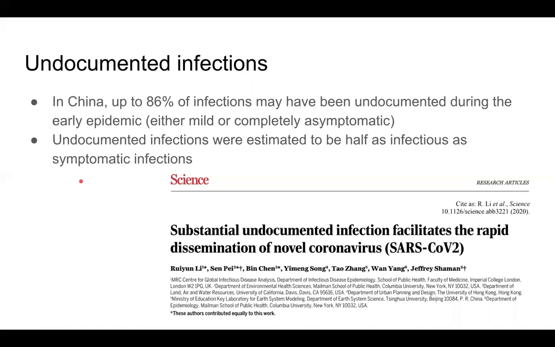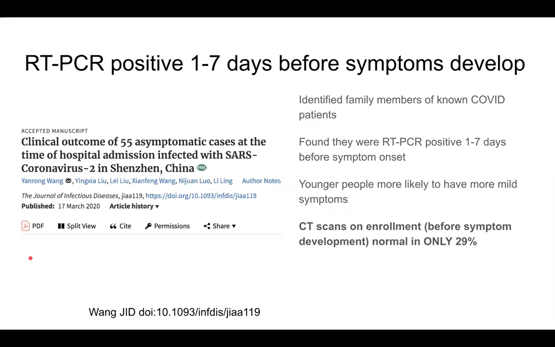Next slide, please. So this was a very interesting study that was published last week in JID. This was a cohort of 55 individuals in China. From the title, it says that they're asymptomatic, but they're actually pre-symptomatic. So these were individuals who were identified when they did contact tracing of known COVID patients. They found these 55 people who were RT-PCR positive, and they admitted them all to the hospital. Then they followed them closely, and all of them developed symptoms between 1 and 7 days later. So the implication here is that people are shedding virus and potentially infectious for up to a week before they develop symptoms.